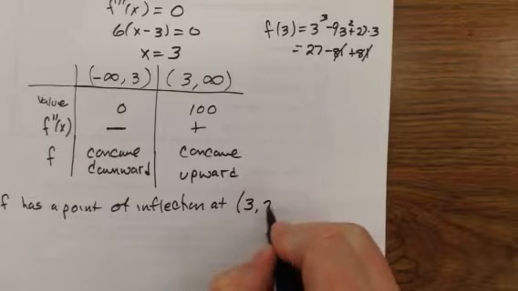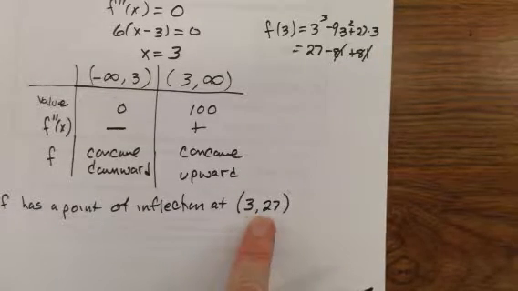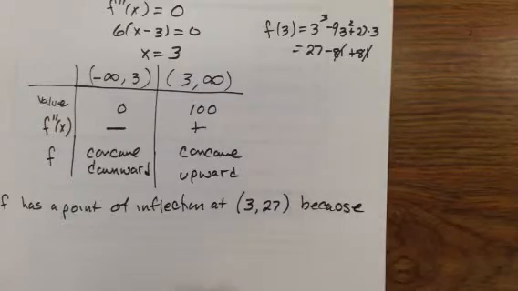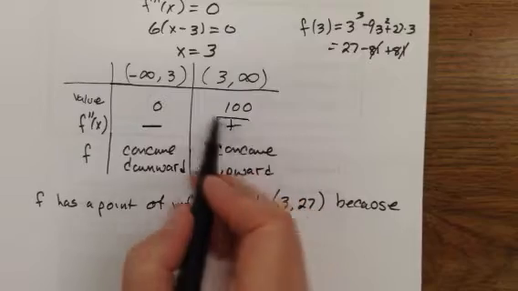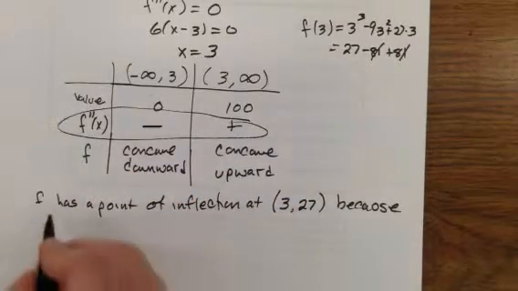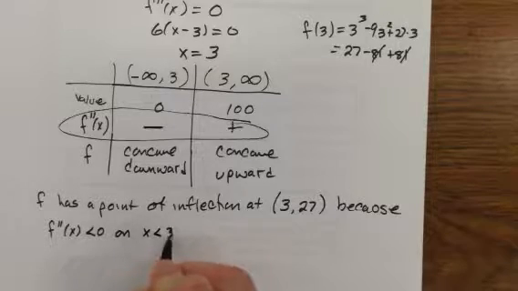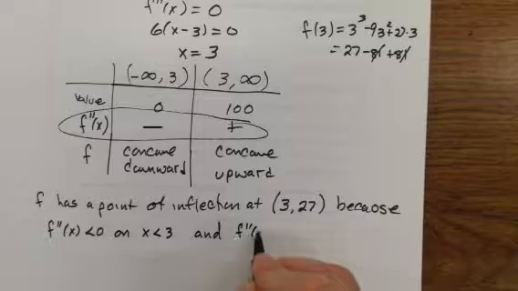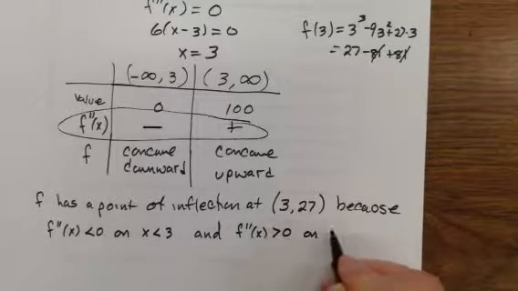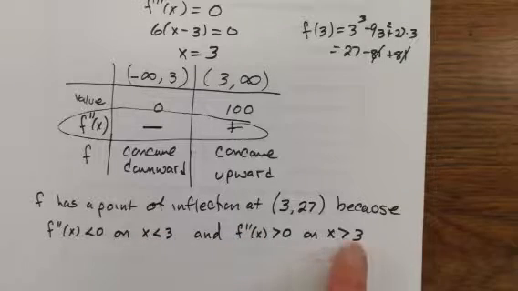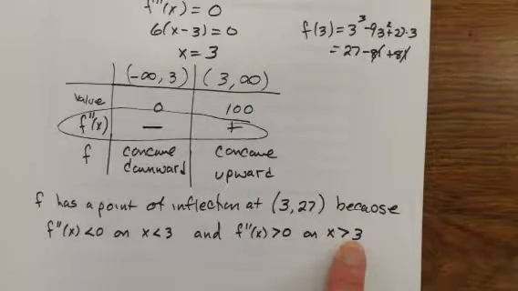So I have f has a point of inflection at the full point, an x and a y coordinate, (3, 27). Why? Because, and here's our justification, the sign change in the second derivative is going to be our justification. F double prime was negative on the interval less than 3, and the second derivative is now positive on x greater than 3. The sign change of the second derivative at the value of 3 is the justification. We can see that from the table, but we want to make it clear to anyone grading it, that's the important part that we use to justify.